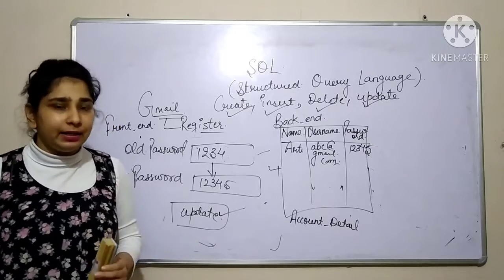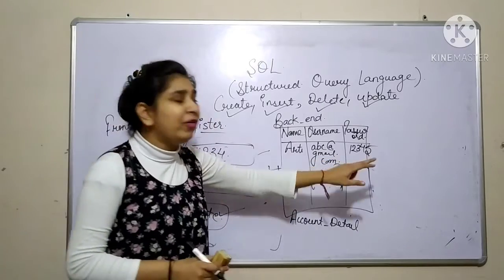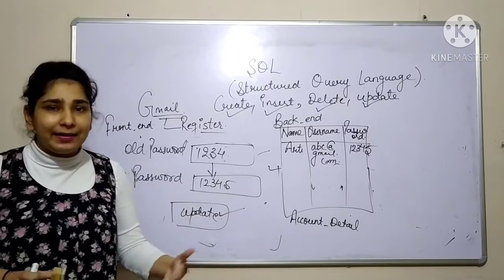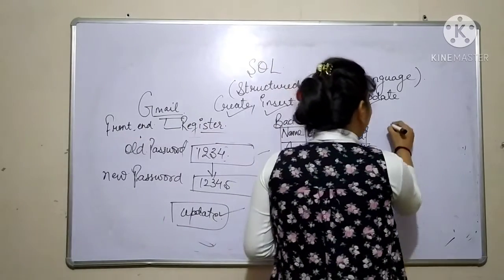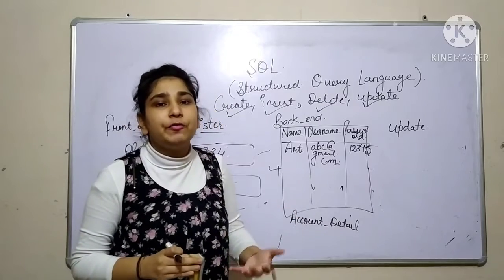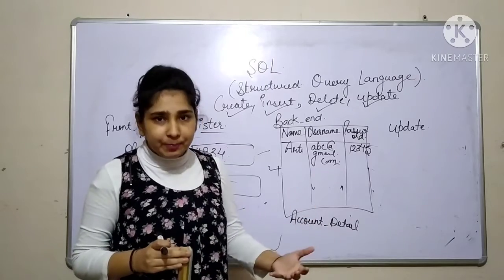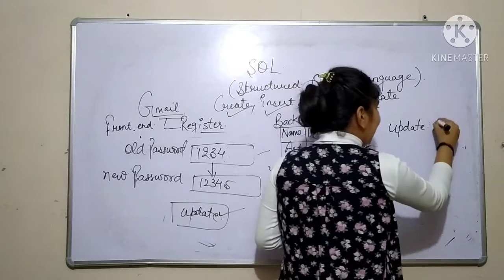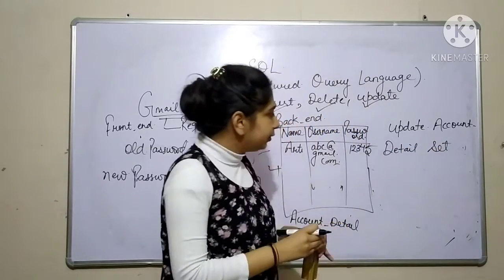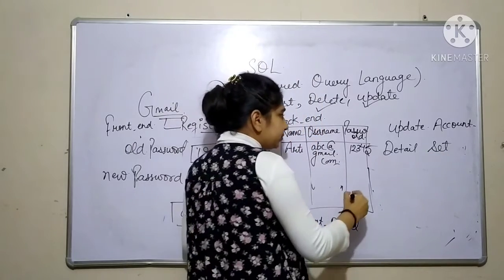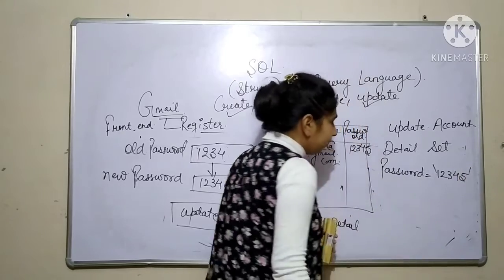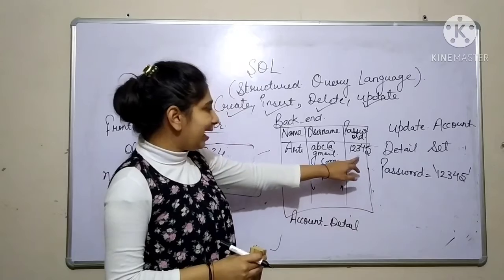And what is the SQL query we use to change the value from one to another? When I click on this update button, one SQL query at the backend is going to run. The SQL query is update. Which table do you want to update? Because you will have lots of tables in your database, we should have the knowledge of that. So update account detail set password is equal to 12345. I want to change the password.